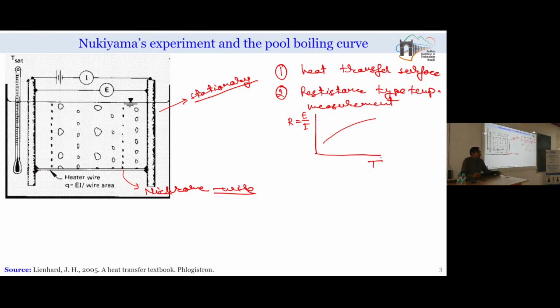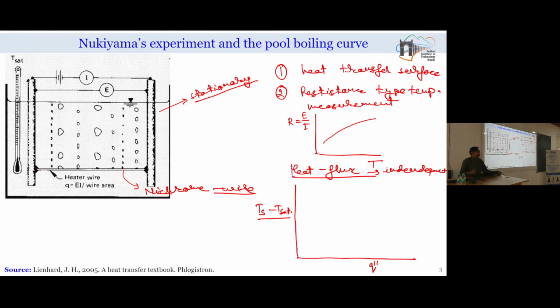So, when Nukiyama conducted this experiment, because in boiling heat transfer it is extremely challenging to control the temperature of the heat transfer surface, he tried to control the heat flux as the independent parameter. In some of the literature, typically nowadays whenever we plot the boiling curve, we plot heat flux along the ordinate and temperature difference along the abscissa. But some of the old literature presents Nukiyama's boiling curve by plotting heat flux along the x-axis and the temperature difference, which is Ts minus T sat, along the y-axis.